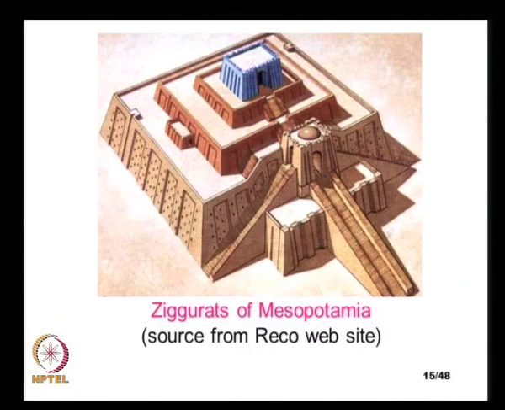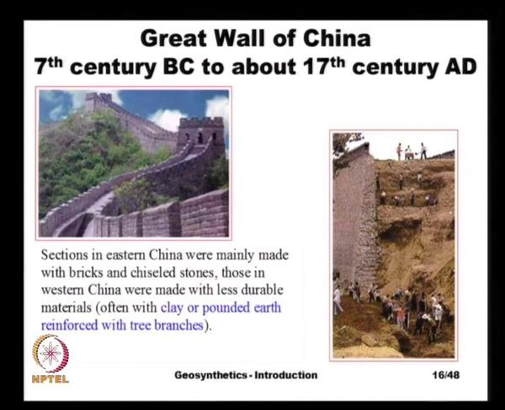And here is a close up of the same structure, the ziggurat of Mesopotamia, in Baghdad. And nearer to India, in China, we have the Great Wall of China that was built from the 7th century BC to as recent as the 17th century. The Great Wall of China was built to keep the Mongols out of China, and they employed the soil reinforcement concept for constructing this tall structure. This is another good example of the use of the reinforced soil concept in the ancient past.